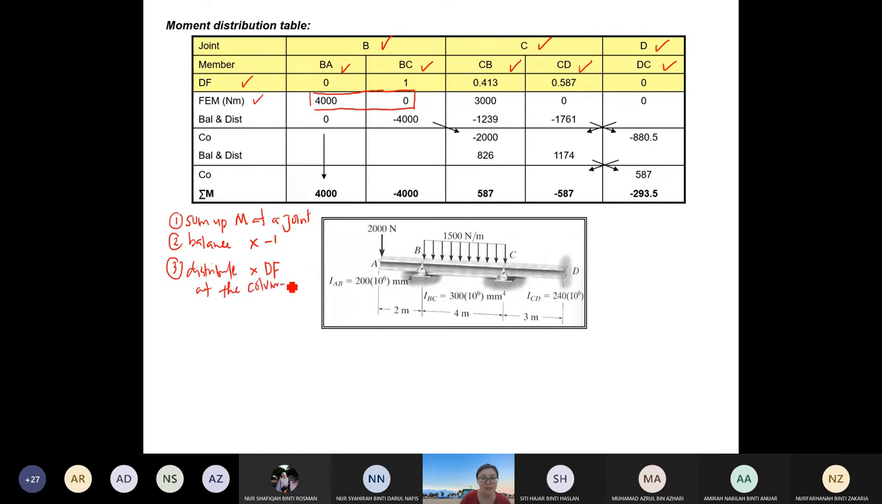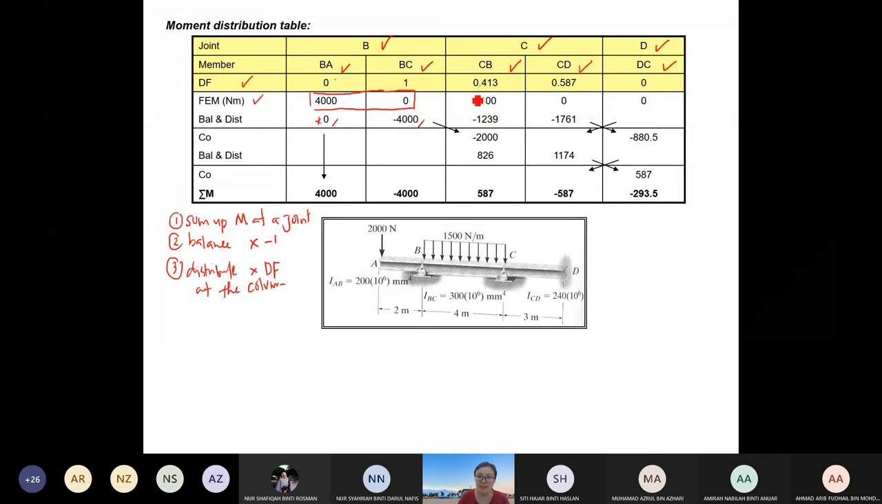Okay, so now to get this value, just now we summed up to become 4,000, then we balanced it to become negative 4,000, then we multiply with the DF, zero, at the same column, so we get zero here. And multiply with one, we get negative 4,000. Are you okay, class? Yes. Okay, so let us try on this joint C.